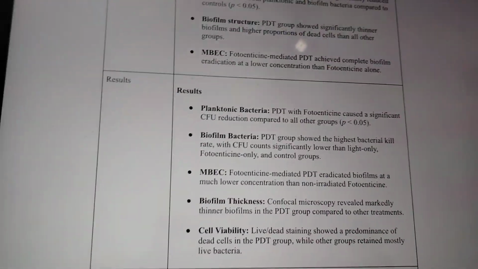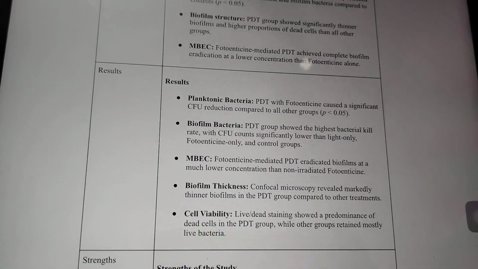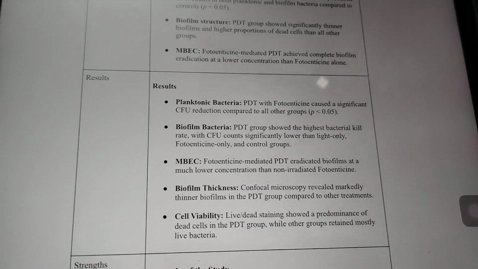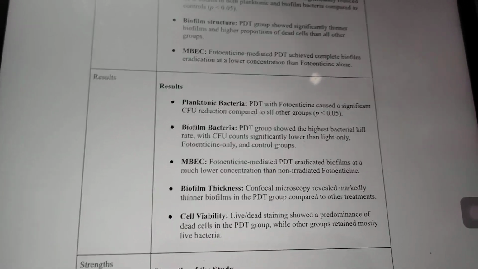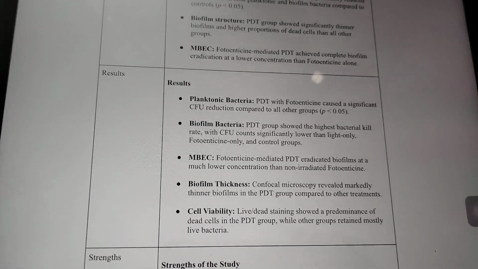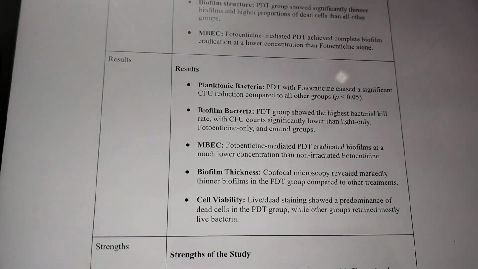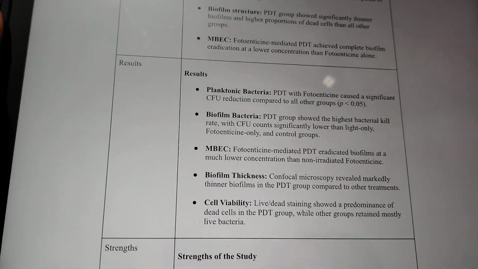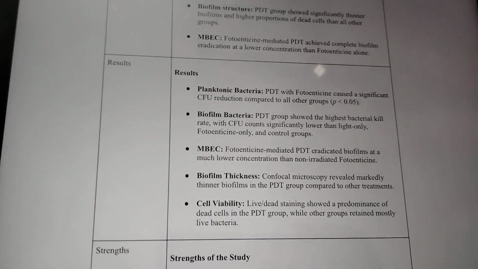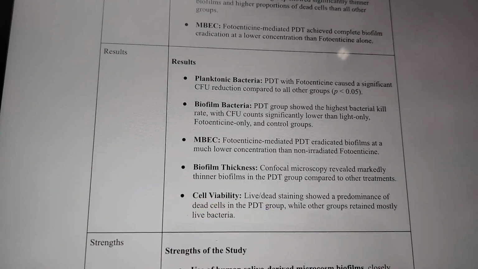When we talk about the results, when compared for planktonic bacteria, the group with the PDT and photoenticin caused a significant CFU reduction compared to all other groups. When talking about biofilm bacteria, PDT group showed the highest bacterial kill rate with CFU count significantly lower than light only, photoenticin only, and control groups. When we talk about MBEC, photoenticin mediated PDT eradicated biofilms at a much lower concentration than non irradiated photoenticin.